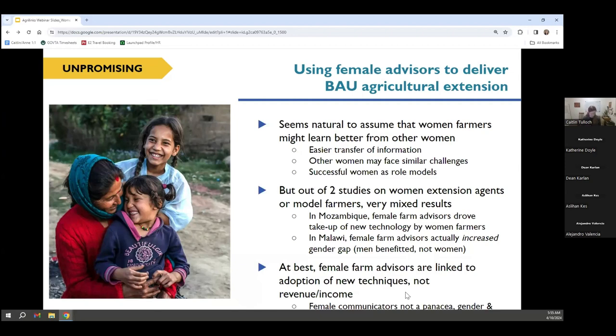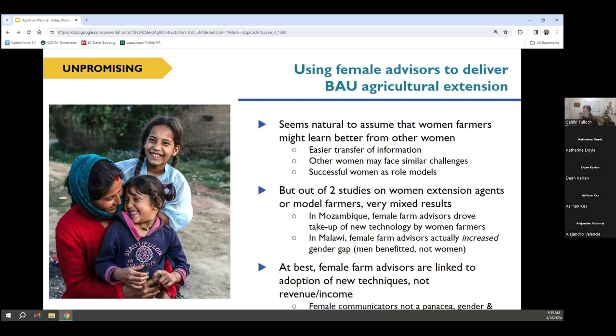But secondly, and I think this is maybe one of the bigger points that comes out across these unpromising buys, is that whether this is likely to be linked to growth in income and profits depends entirely on what the new technology, cultivation technique, input, whatever, is that women as extension agents, lead farmers, are being asked to model. And again, the ultimate change in income or profits is going to be down to what that specific new technique is being pushed. And there's still a huge amount of variation there.